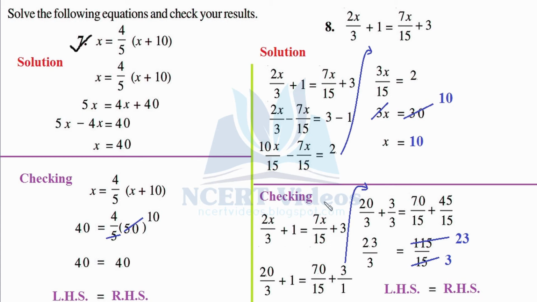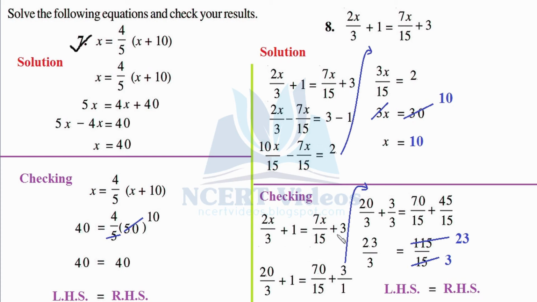Now we are going to check it. And first of all, we write the given question as it is. And in place of our variable, here it is x, we will put our solution that we have found. So 2 into 10 is 20. We wrote straight away over 3 as it is, plus 1 equals to as it is. 7 into 10, because we have x here, nothing written in between means multiplication. So 7 into 10 is 70 over 15 plus 3 over 1.